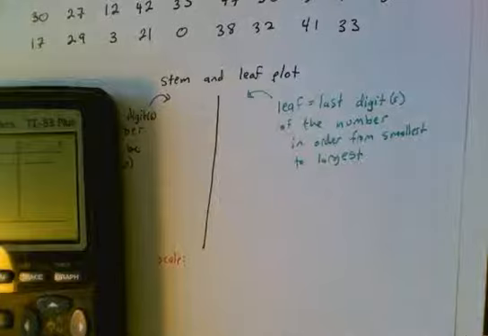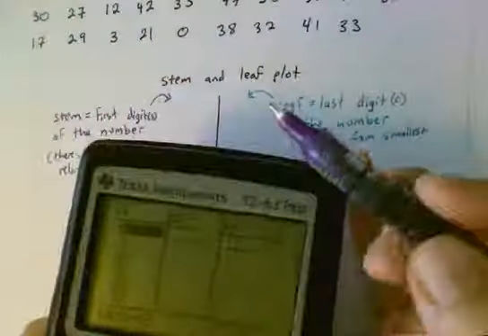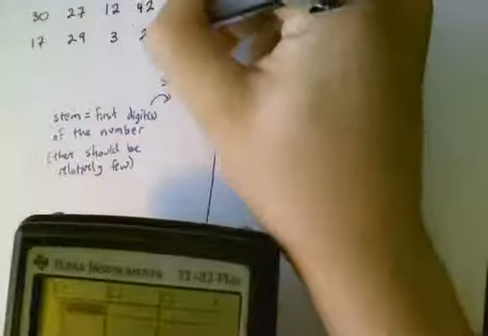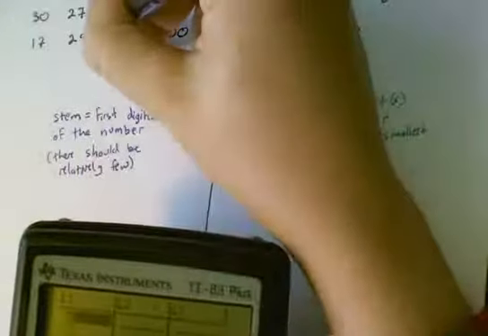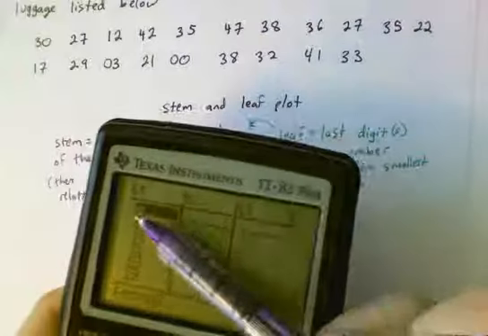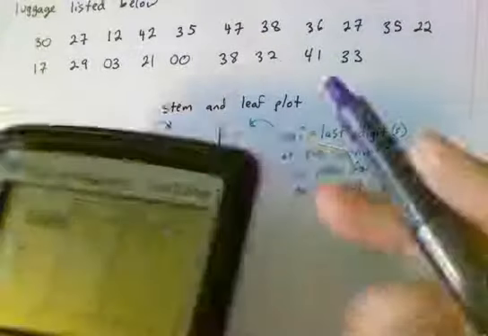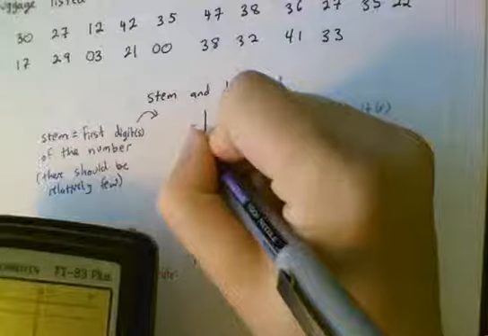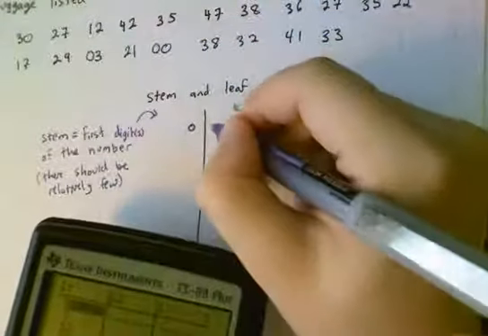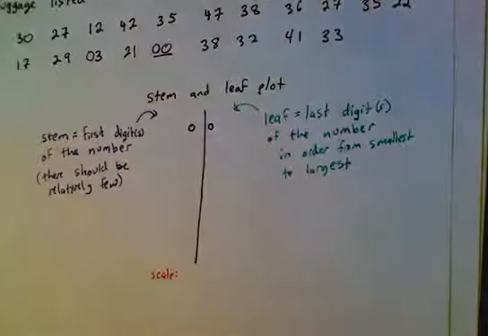So let's show what that looks like. The first thing is that we need to have all of our numbers be of the same number of digits. So 0 is going to be 0, 0, and 3 is going to be 0, 3. So this number, the first digit is 0, and the second digit is 0. That's this number right here.